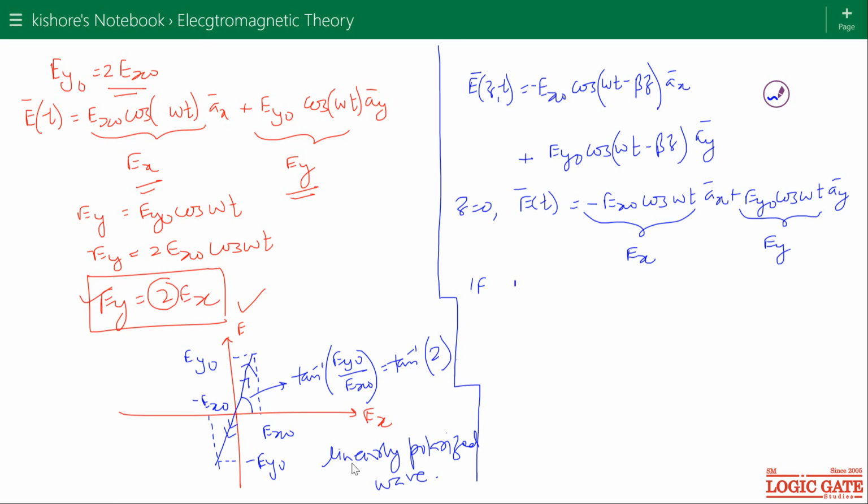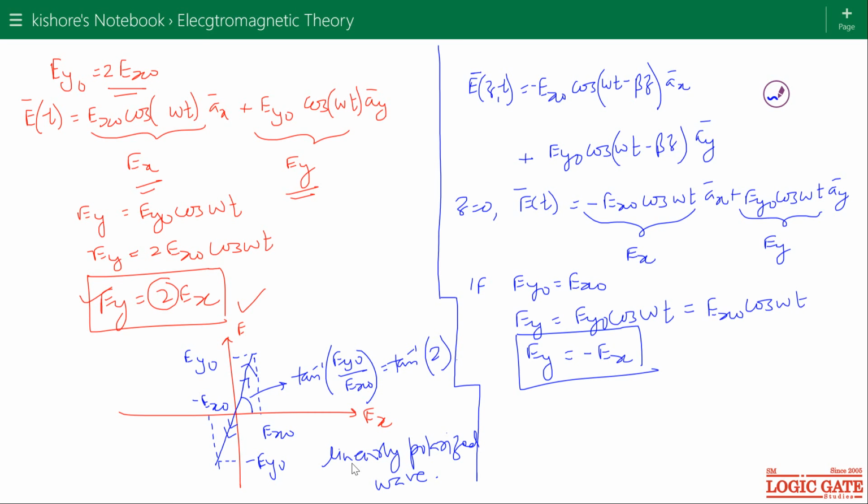Now if Ey0 is Ex0, then Ey is Ey0 cos omega t. This can be written as Ex0 cos omega t, because Ey0 is Ex0. So Ey is minus Ex. Now this is also the equation of a straight line passing through origin, and its slope is minus 1.